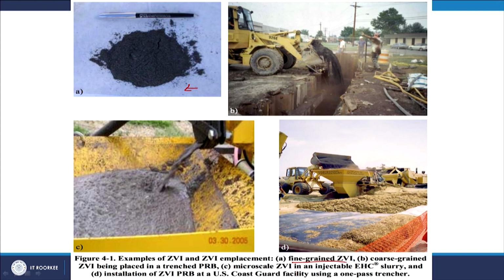Moving on, again, different kinds and different ways of constructing PRBs. Typically constructing the PRB is maybe a challenge in the Indian context, because I guess we don't have much experience, but it should not be complex, because our construction companies are remarkably competent, I would say, in various fields, and thus it should not be an issue. But again, keep in mind we have different kinds, let's say powdered, I think here we have fine grained, and in B coarse grained is being laid in a trench. So this is the trench, I believe for a continuous PRB, and they are placing the coarse grained zero valent iron. NZVI is the zero valent iron that's being placed here in this continuous trench, right. And the third one is micro scale zero valent iron in a slurry.